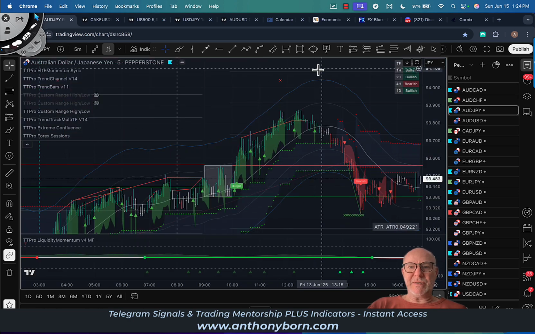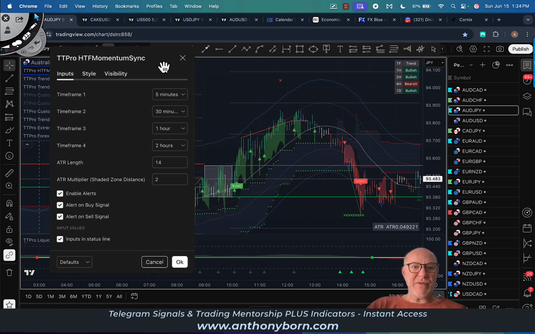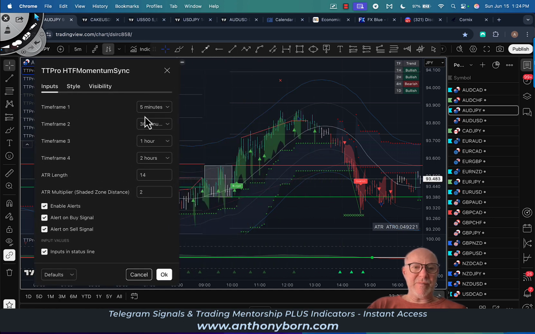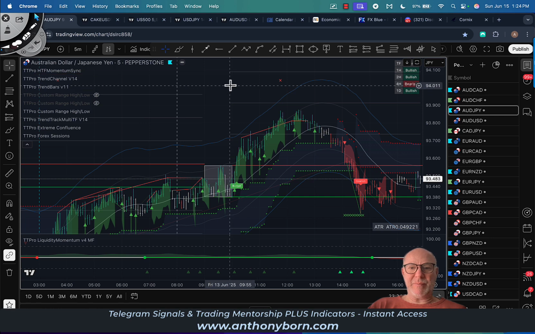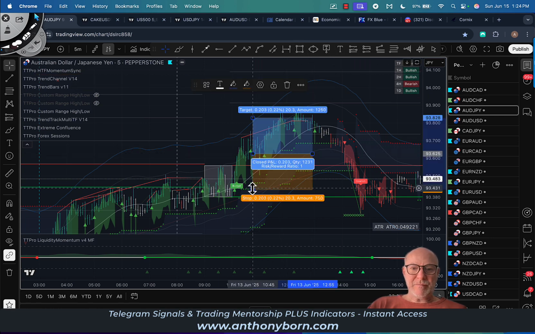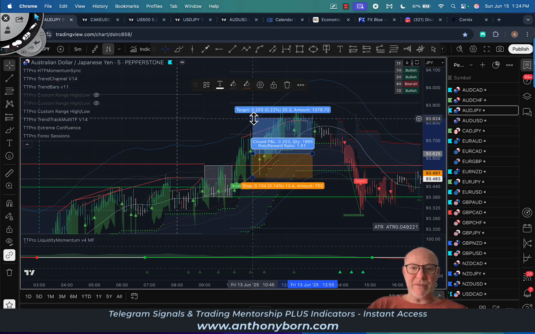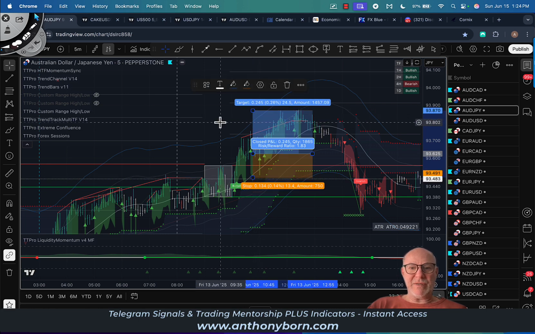Okay, there's your signal. Now you can alter this. I've got it set for 5 minutes, 30, 1 hour, and 2. So all of these time frames have to come together for that signal to fire, but you can definitely play around with that. Long position on the next candle. Stop loss on that green line, 1.83.